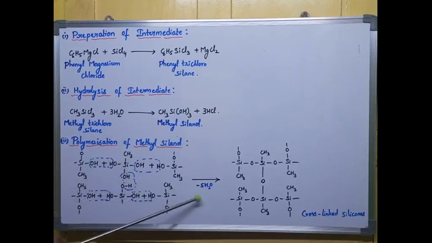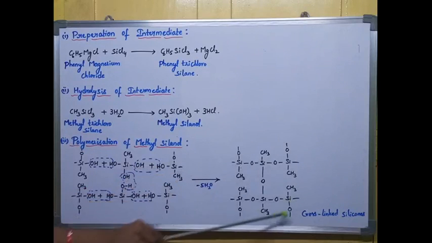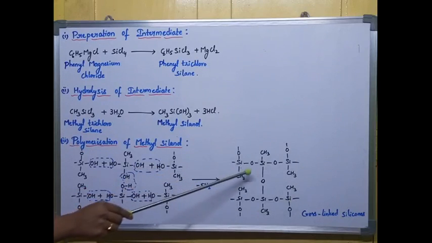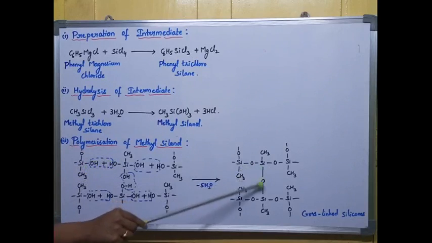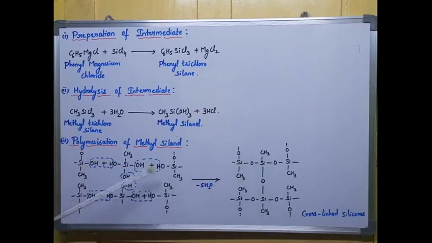Here I am removing 5 water molecules. You can observe here one water molecule, here one water molecule, here one, here one and here one. So totally 5 water molecules are removed. So I am getting the cross-linked silicone, that is with SiO-Si linkage. When we remove the water molecule, we are getting SiO-Si linkage. In between also you can observe SiO-Si linkage. So this is the preparation of cross-linked silicone.